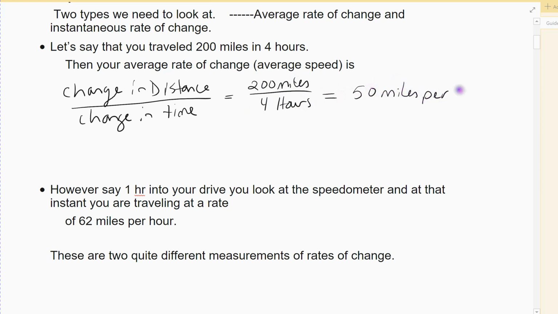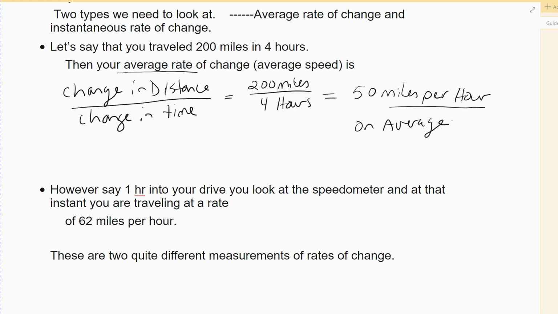miles per hour. And that's important. Miles per hour is the units, and you have to do units on this. Whenever you're doing a rate of change, something should be changing per a unit of something else. So in this case, you're traveling a distance of 50 miles every hour on average. Again, it is on average for those 4 hours. Now, it doesn't mean you're going 50 miles per hour every moment during those 4 hours of that trip or every mile, but that's your average.